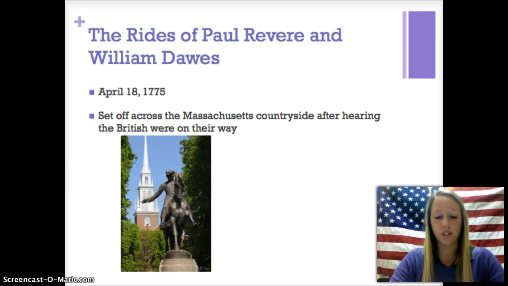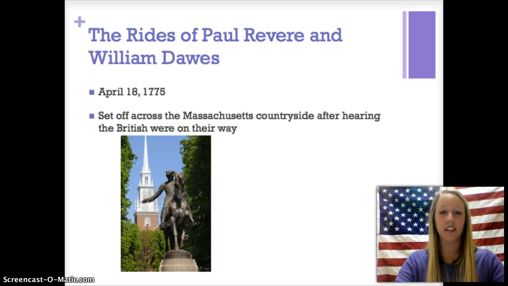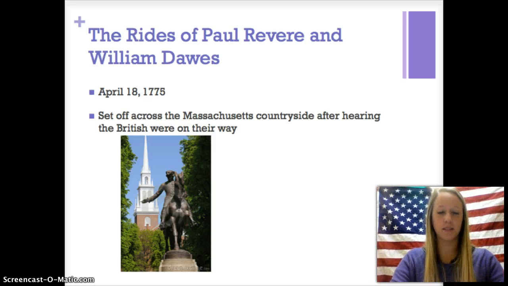When hearing about the British plan, Paul Revere and William Dawes set off across the Massachusetts countryside. The two men went different routes because of the risk of being captured. William Dawes left the city through the Boston Neck Peninsula, and Revere crossed the Charles River to Charlestown. Did you know that Paul Revere never even shouted the legendary phrase later attributed to him as he passed from town to town during his midnight ride?